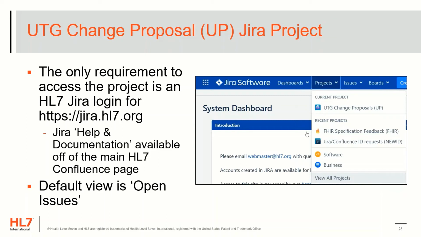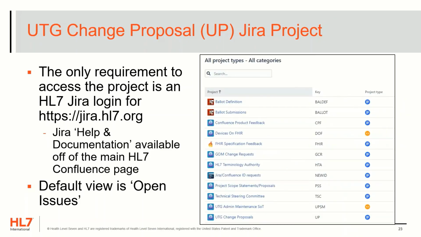To navigate to the UTG tickets, log into the HL7 Jira page at jira.hl7.org. Click on Projects on the top bar of the page and then select View All Projects. From there, select the UTG Change Proposal project. Since there's a large number of projects hosted by the HL7 Jira site, you may need to go to the second page to find the UP project. Clicking on the project name will bring you to a page that by default lists all open issues.